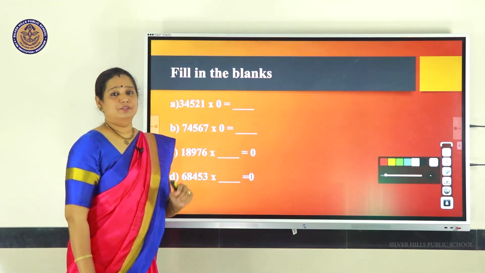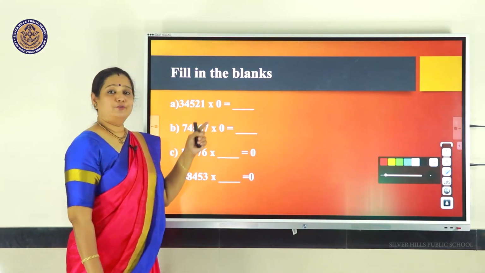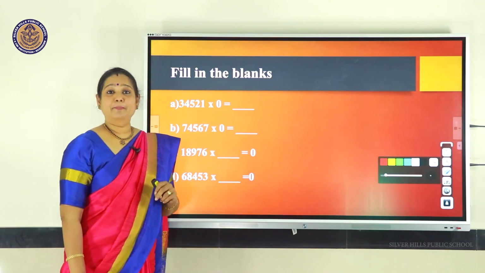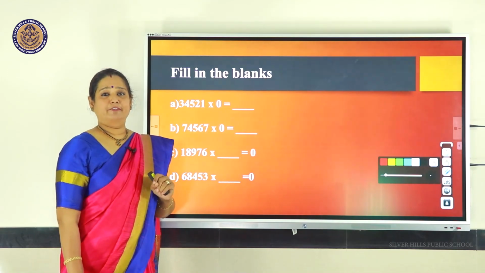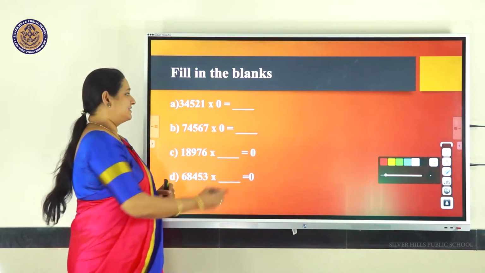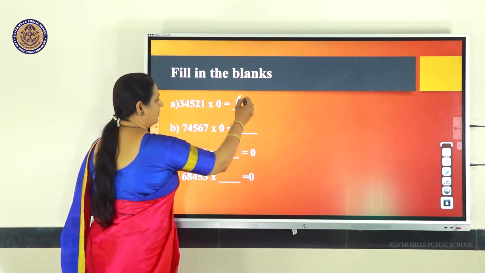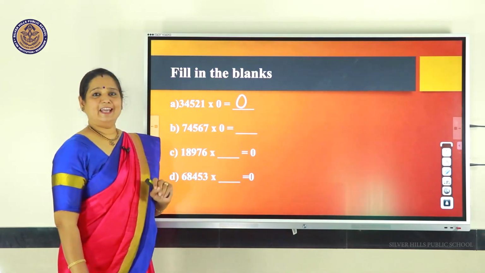34,521 into 0. Yes. Here we are going to apply the second property of multiplication. 34,521 into 0 is 0. Look at the second example.